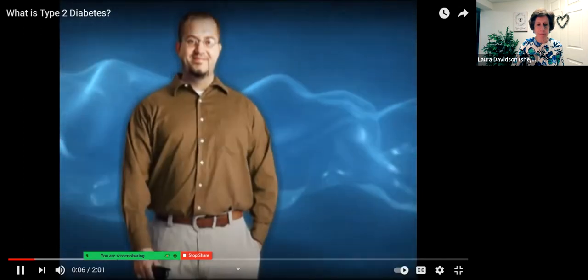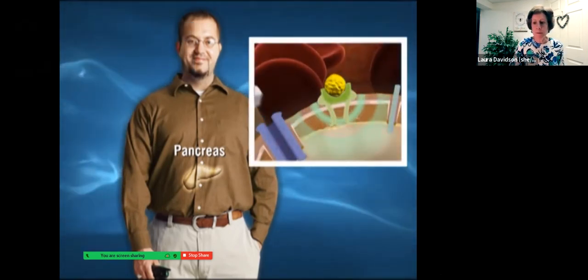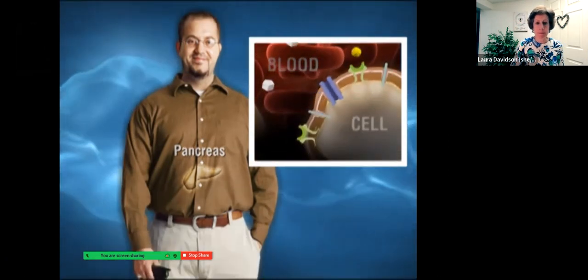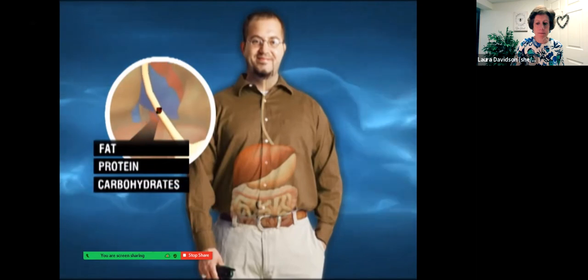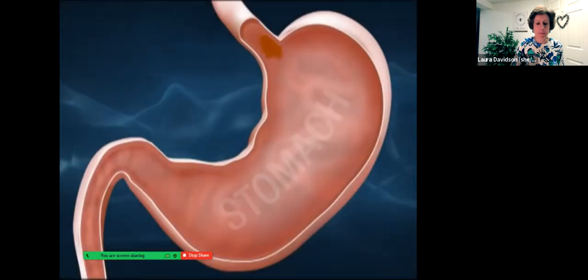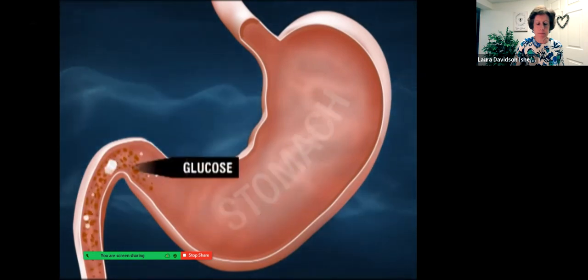Type 2 diabetes occurs when your pancreas does not produce enough insulin, and your body is resistant to the insulin that is produced. Insulin is a hormone that helps your body use blood sugar, known as glucose, for energy. Your body takes the food you eat and breaks down fat, protein, and carbohydrates for energy. During the digestion process, the carbohydrates from your food are broken down into glucose.